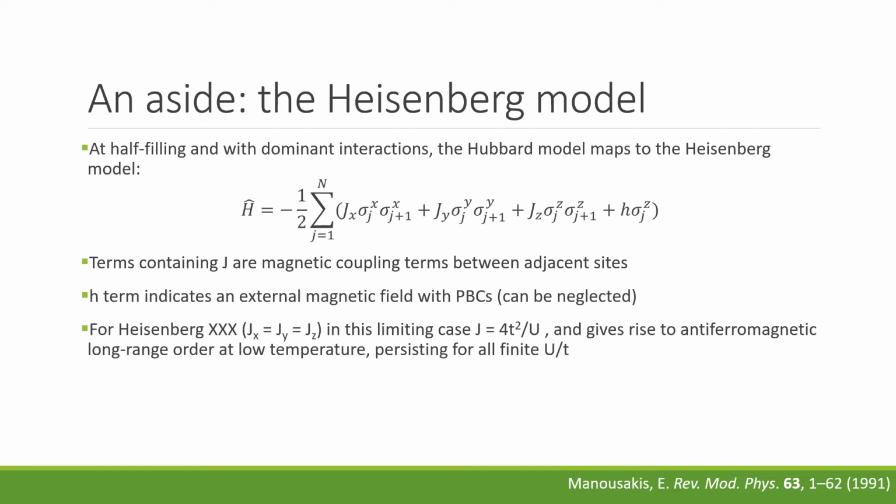The H term at the end refers to the external magnetic field with periodic boundary conditions. It's possible to conduct experiments with no external magnetic field, so we are actually just going to neglect that term. With negative J, we have antiferromagnetic order at low temperatures, and this long-range order persists for all finite U over T.